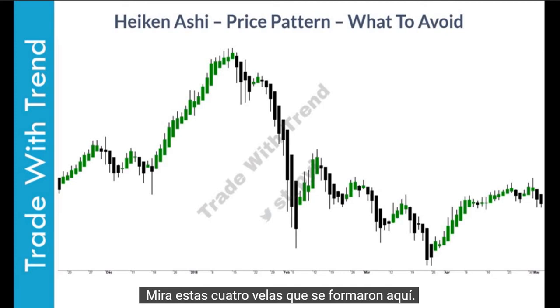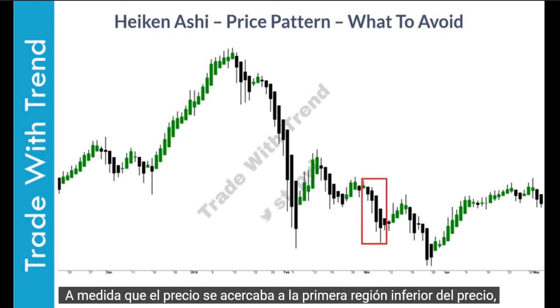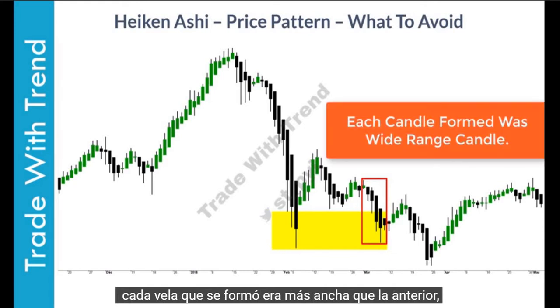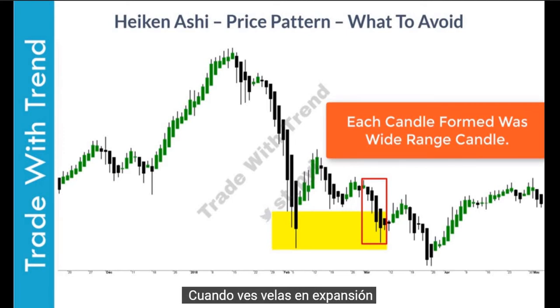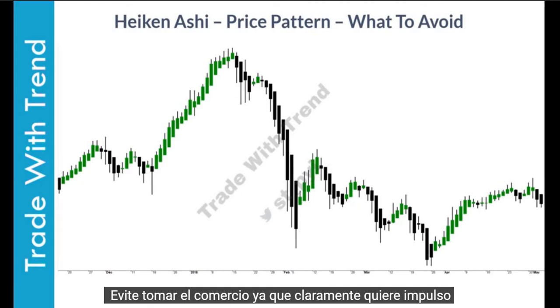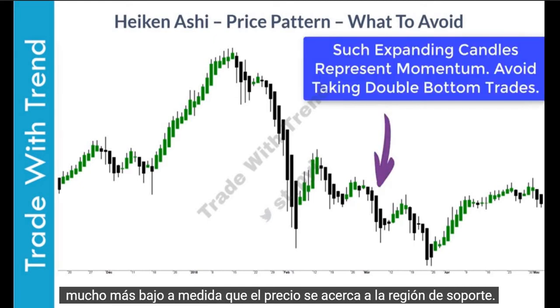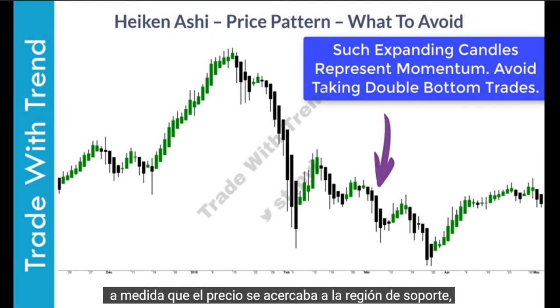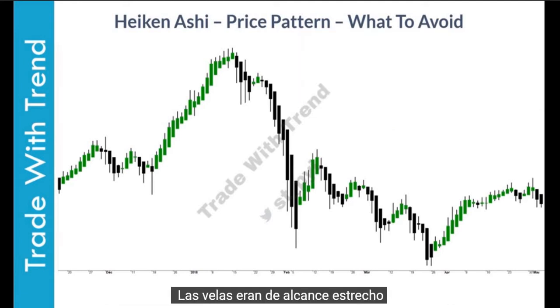Look at these four candles that were formed here. As price approached the first price bottom region, each candle that was formed was wider than the previous one, clearly representing momentum on the downside. When you spot expanding candles near a previous price bottom, avoid taking the trade, as you clearly want momentum to be a lot lower as price approaches the region of support. If you go back to the previous chart, as price approached the region of support, candles were narrow in range and were not indicating strong momentum on the downside.